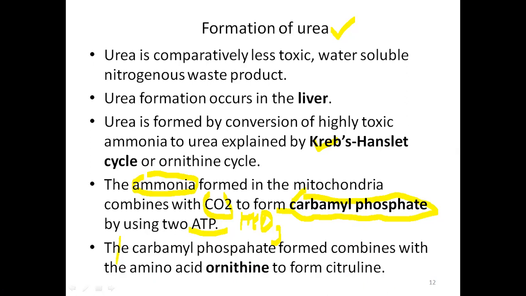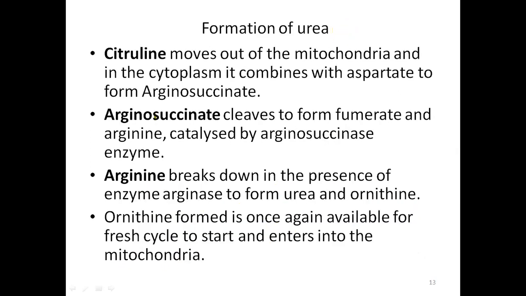Now, the next step, the carbamyl phosphate that is formed reacts with a special amino acid called ornithine, which enters into the mitochondria from the cytoplasm, reacts with carbamyl phosphate, resulting in formation of citrulline. Now, the citrulline that is formed reacts with aspartate and results in formation of the argininosuccinate.